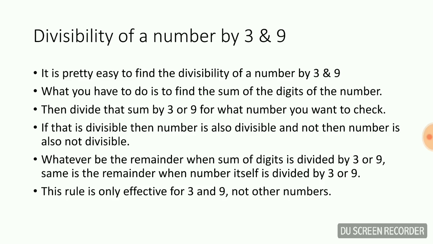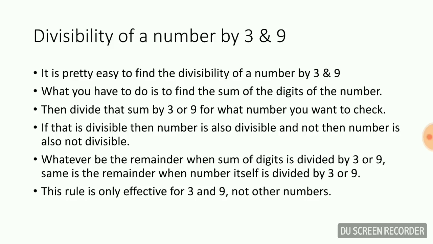Divisibility of a number by 3 and 9. It is pretty easy to find the divisibility of a number by 3 and 9. What you have to do is to find the sum of the digits of the number, which is known as digit sum. Now what is digit sum?